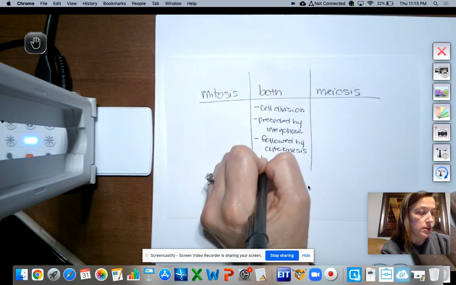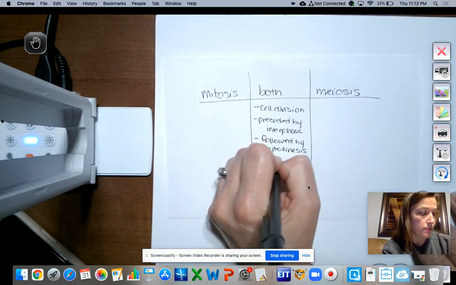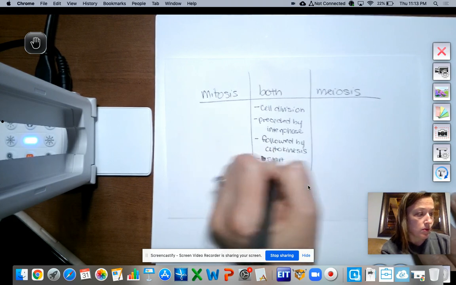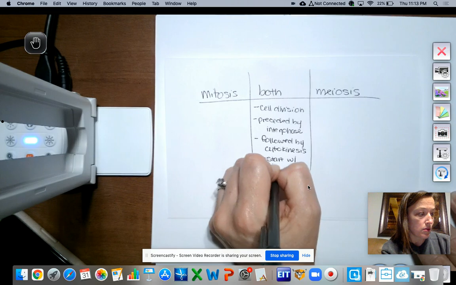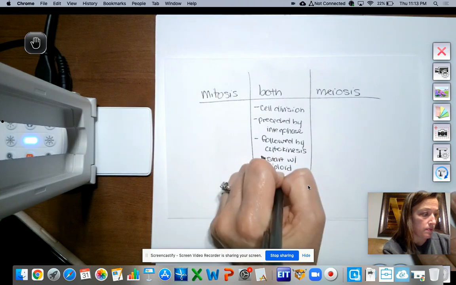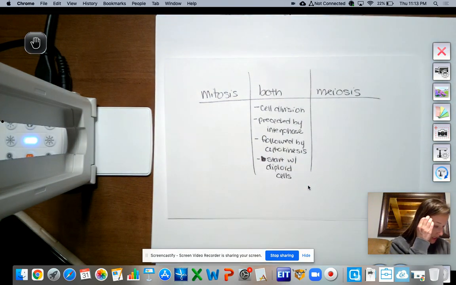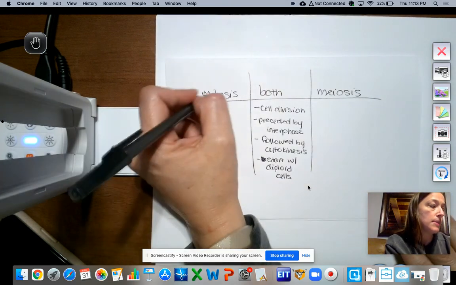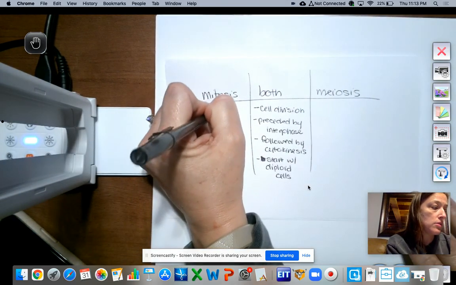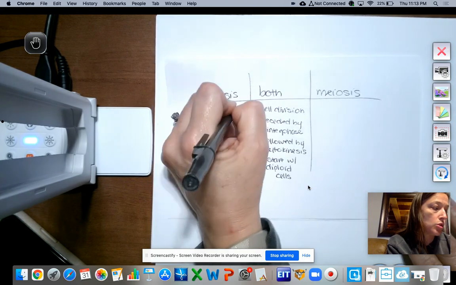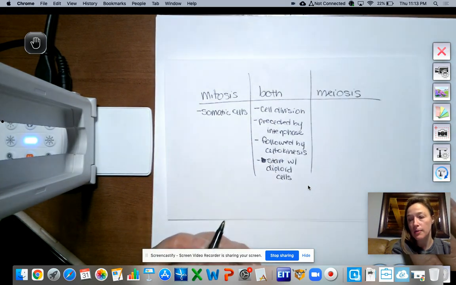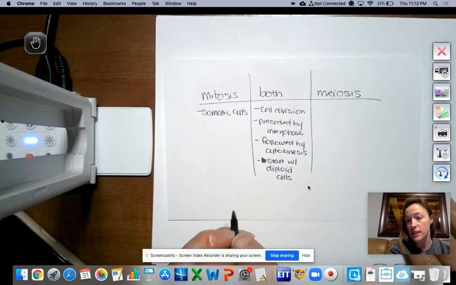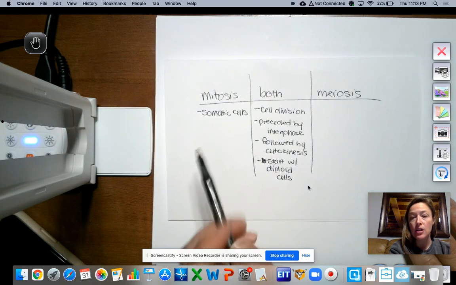They both start with diploid cells. Okay, so those are just a few of the similarities. As far as differences, mitosis occurs in somatic cells, which are your body cells, which is every cell in your body except sperm and egg. Even the ovaries and testes that make the sperm and egg are going to do mitosis.